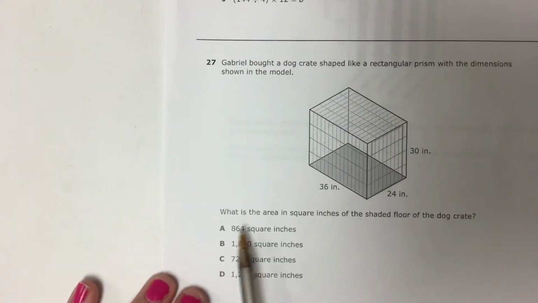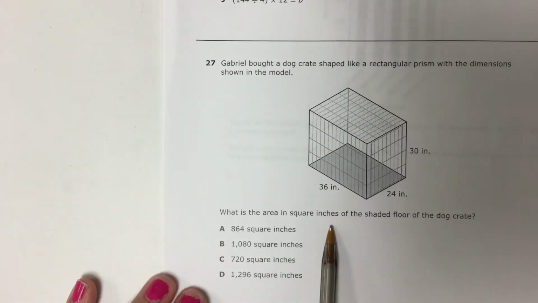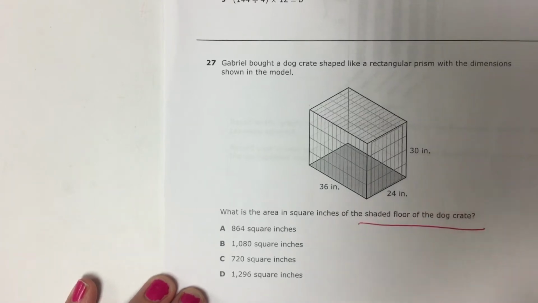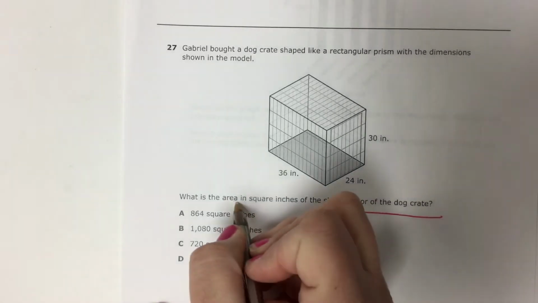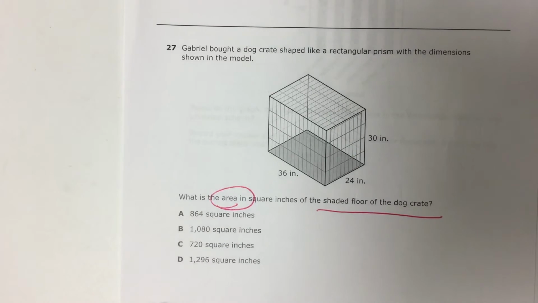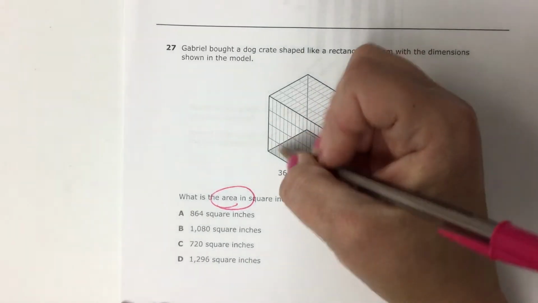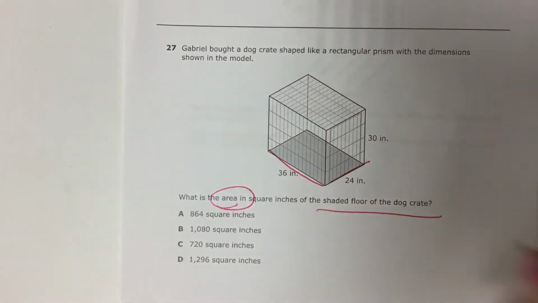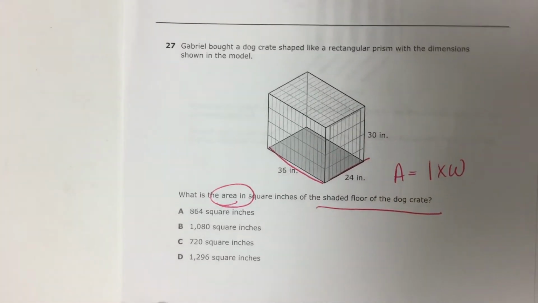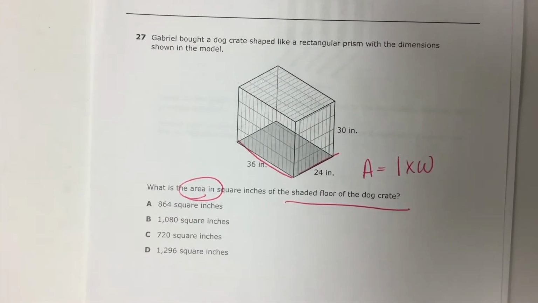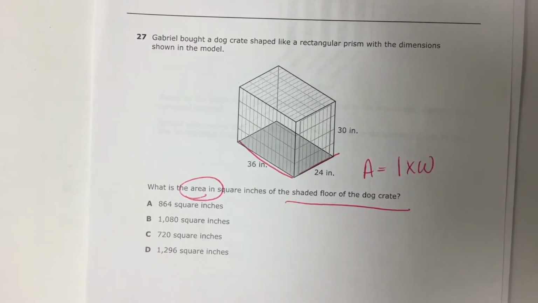Now let's look at this one. What is the area in square inches of the shaded floor of the dog crate? Now look at all the information they gave you. It would look like they want you to find the volume. But it said the area. So we're going to look at 36 and 24. Area equals length times width.